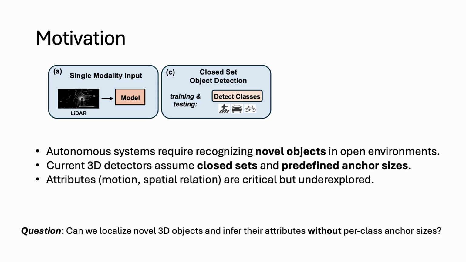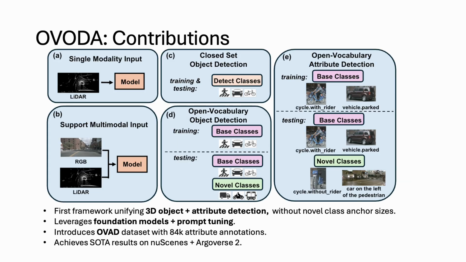At the same time, attributes such as motion or spatial relations are equally important, but remain underexplored. Our goal is to detect both novel objects and their attributes without depending on per-class anchor sizes. We introduce OVODA, the first framework that utilizes Open Vocabulary 3D object and attribute detection.